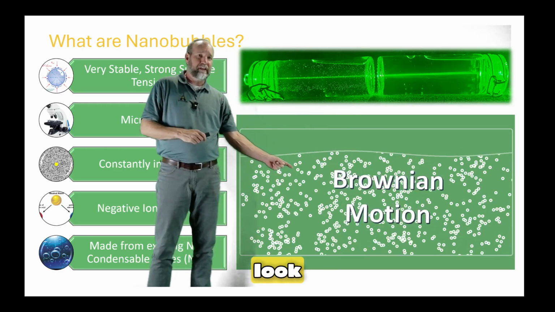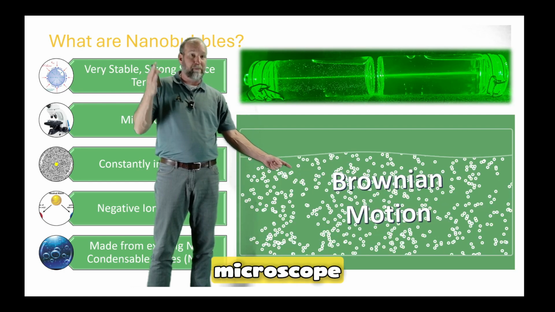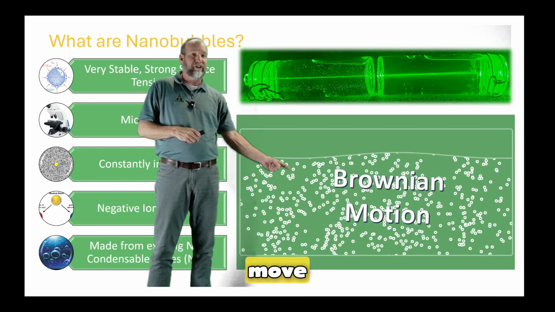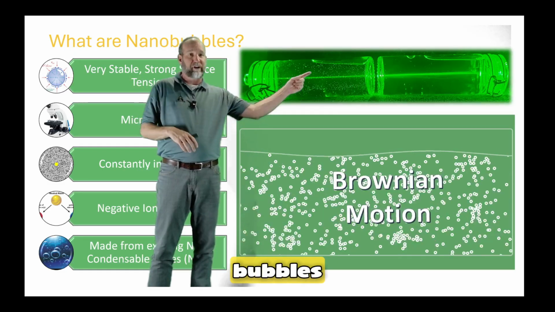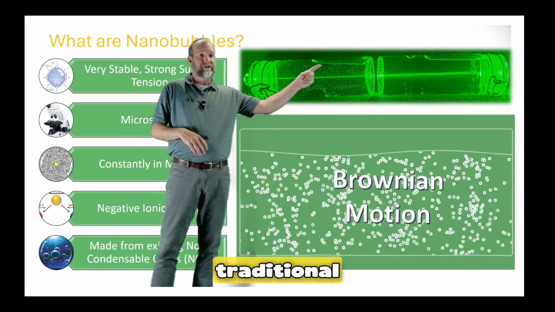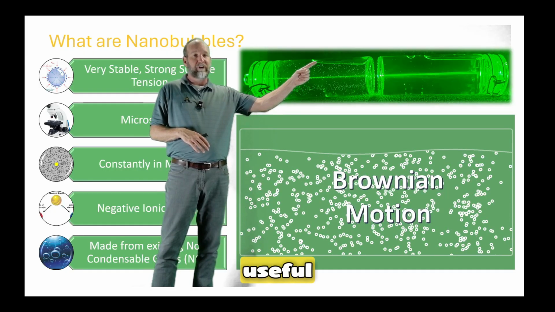Okay, this is what they look like in solution. If we were to blow it up, if we were to look at them under a really high-powered microscope, we would see that they constantly move around. They don't rise up to the top and pop like traditional air bubbles. You can kind of see here's a traditional air bubble, a large macro bubble. It's going to rise to the top and not be very useful.